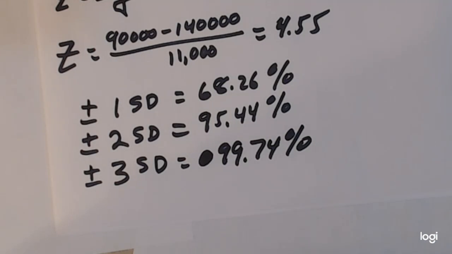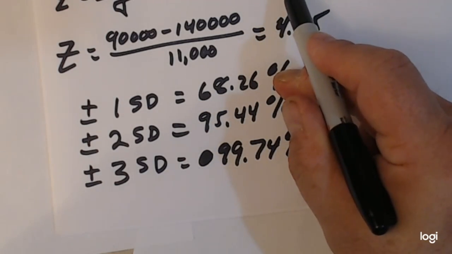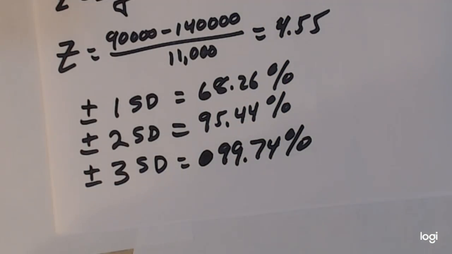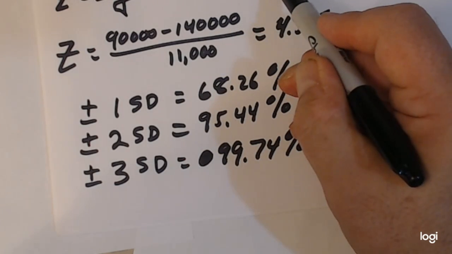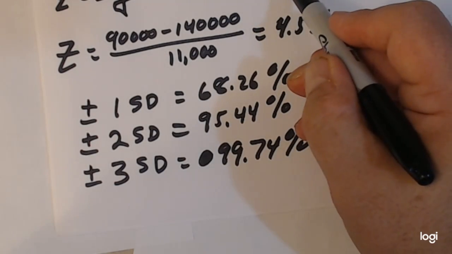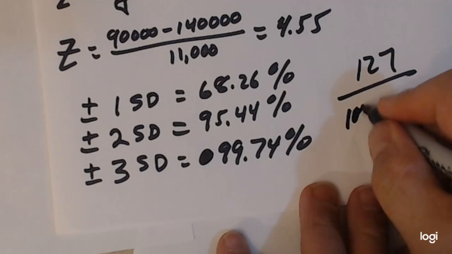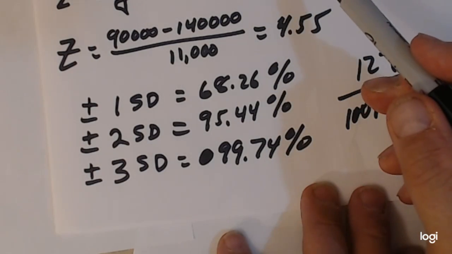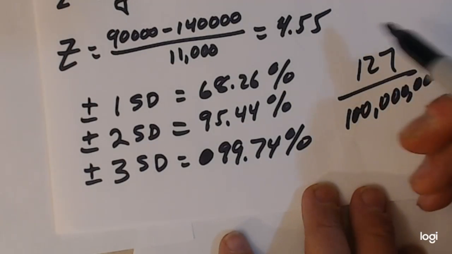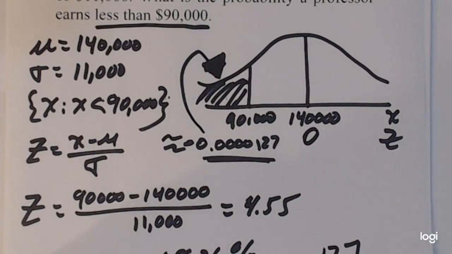At 4.55 standard deviations from the mean, 127 out of 100 million is the probability of landing in this tail. So a very tiny area.